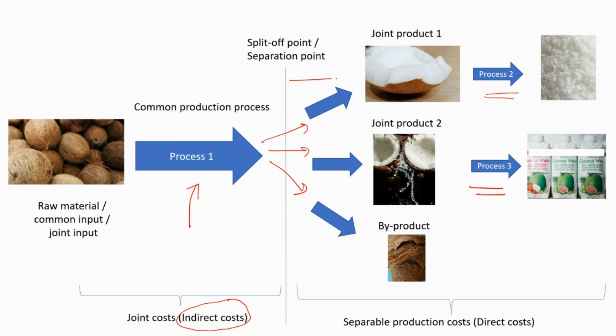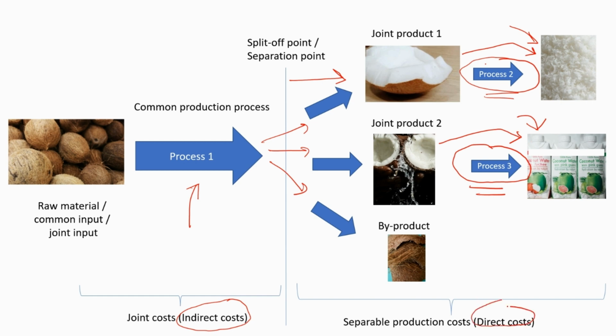This is the split off point, and after the split off point, further processing costs will be incurred. Further processing costs will be directly identified for a specific product, because the company can decide to further process joint product 1 into desiccated coconut. So this will be the further production. Any cost incurred during this production process can be identified for this desiccated coconut product. Likewise, the company can decide whether or not to further process coconut water into bottled coconut water. Any cost incurred in this further processing can be easily identified for the bottled coconut water. This is why these are known as direct costs.